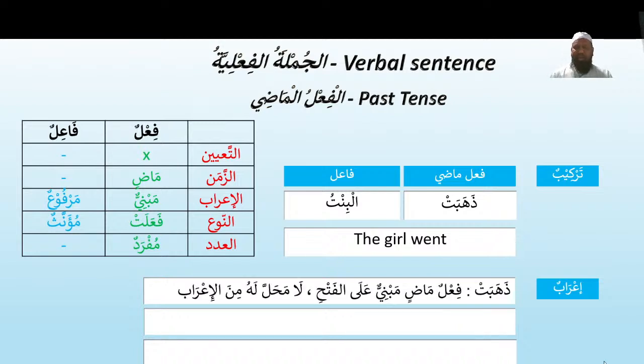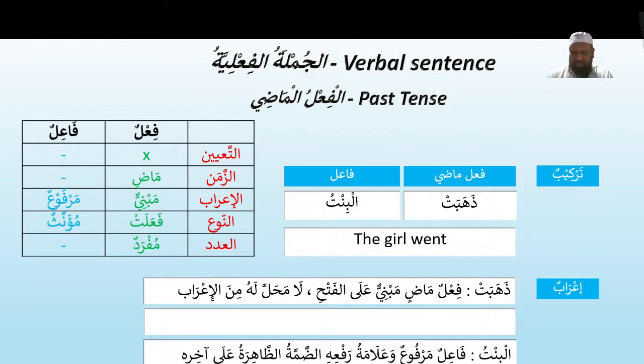Let's start. ذهبت فعل ماض مبني على الفتح لا محل له من الإعراب. As we discussed in the last lesson, the fi'l doesn't have any place in the sentence. It doesn't have any slots or position. Some do, because sometimes the fi'l will have a position in the sentence. We will learn that later. At the moment, فعل ماضي has no i'rab in the sentence. Next thing is the ta.